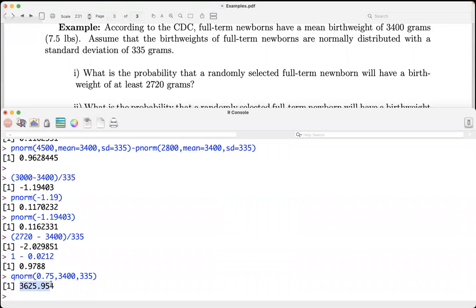So again, 75% of the randomly selected babies would have a birth weight of 3625.954 grams or fewer. Okay, that's how you would interpret that question. Hopefully that covers everything we need about chapter 6, the Q norm and the P norm codes.